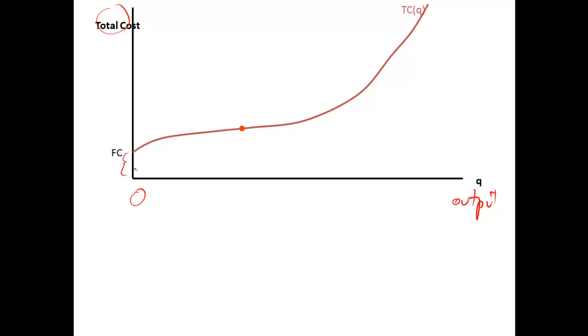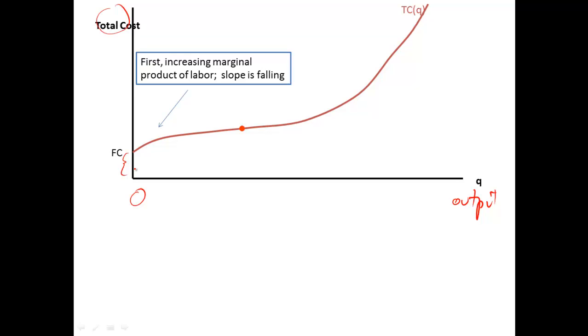Now, what else is going on here? Well, initially, the slope of this short-run total cost curve is steep. It starts out steep and gets shallower, shallower. The slope reaches a minimum. And then the slope rises again.